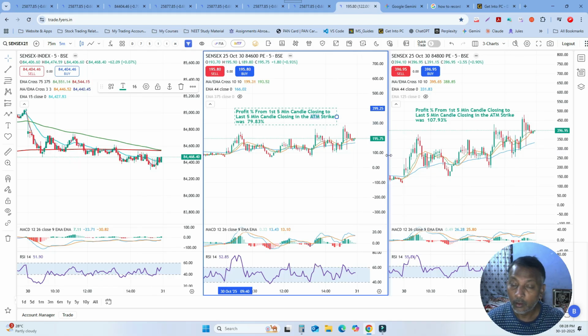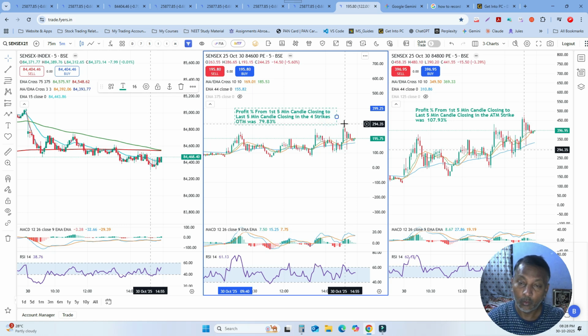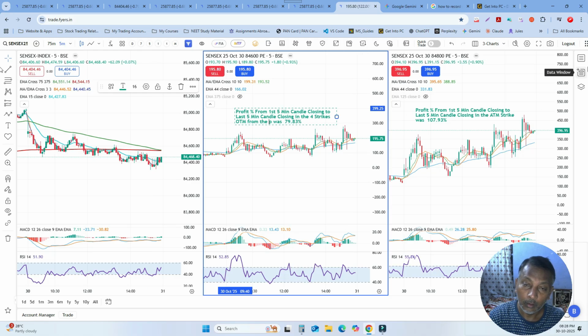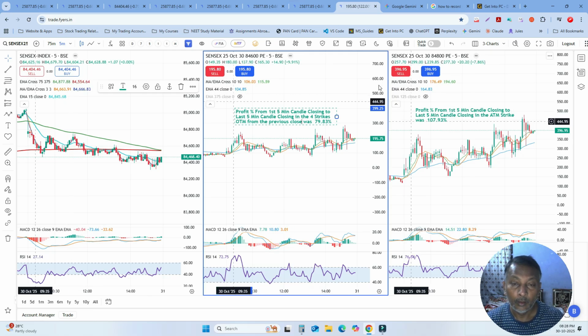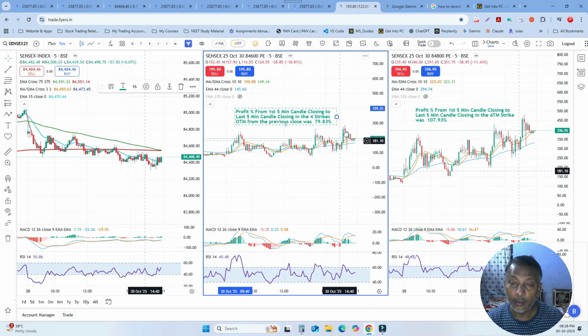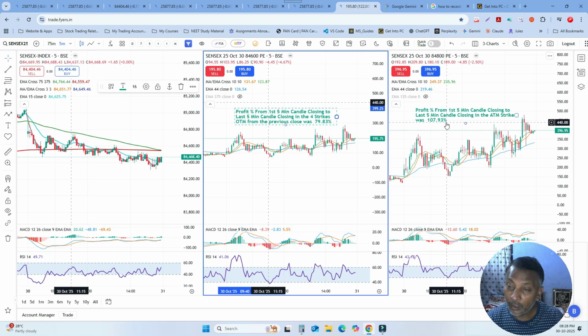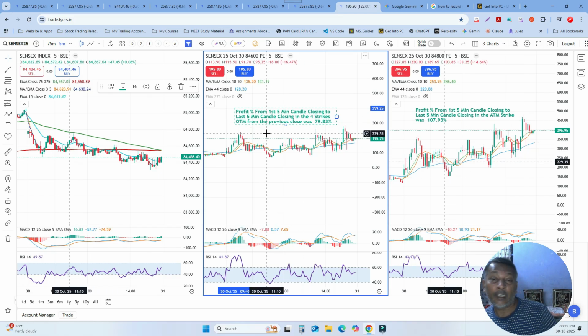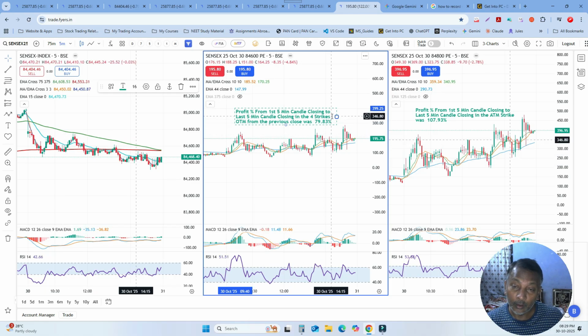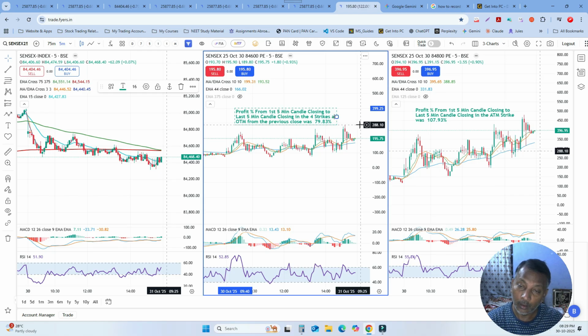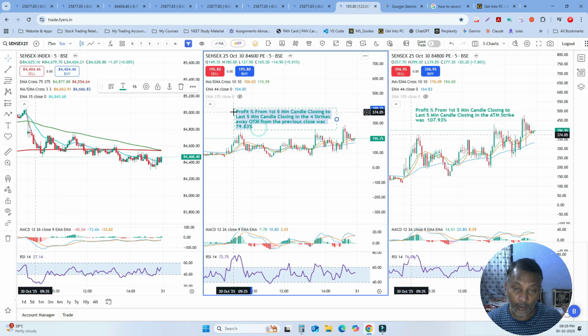Which was 4 strikes OTM close. Okay, so this is the percentage. Even now the ATM gave us about 28-30% more returns than 4 strikes away OTM. So I need to make changes in the previous slide as well.